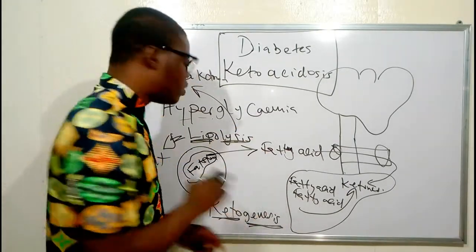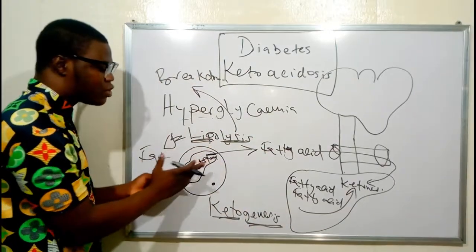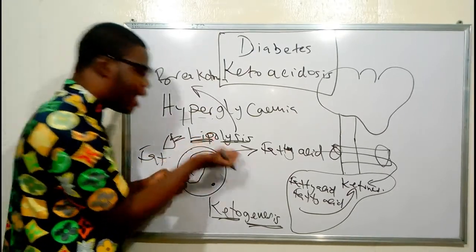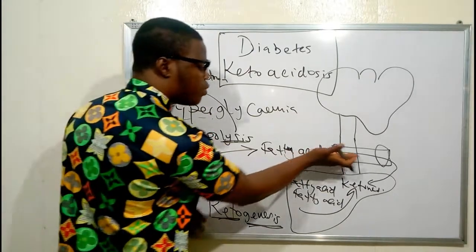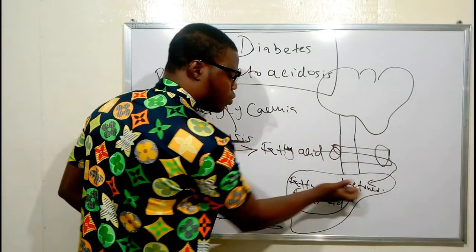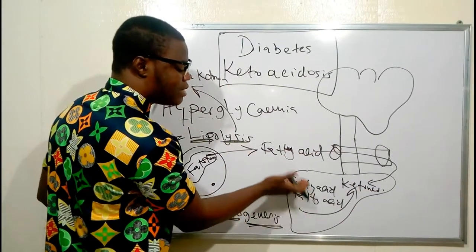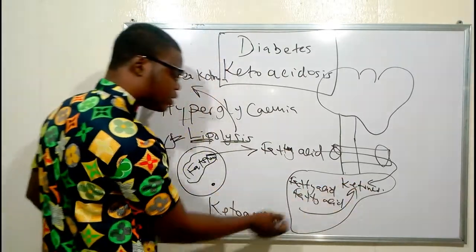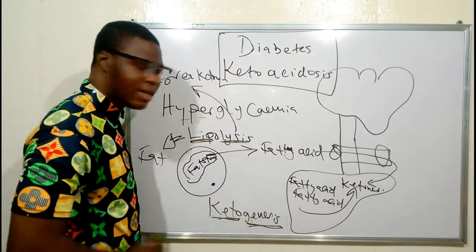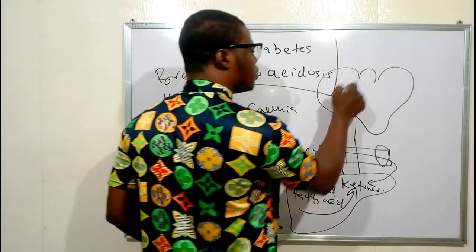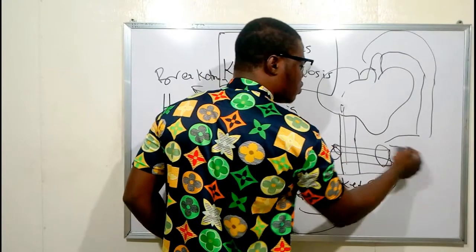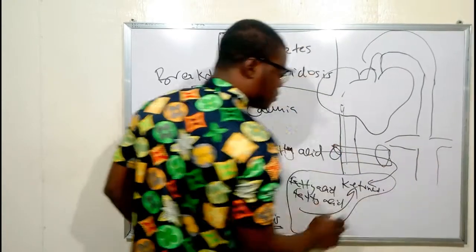So a quick recap: our body will attempt to produce energy by breaking down fat in a process called lipolysis, and the fat is going to give us fatty acids, which will go into the blood, and then into the what? Into the liver. And then the fatty acids are going to be used by the liver to produce ketones in a process called ketogenesis. And now the ketones are going to go into the blood, and then into the body system.